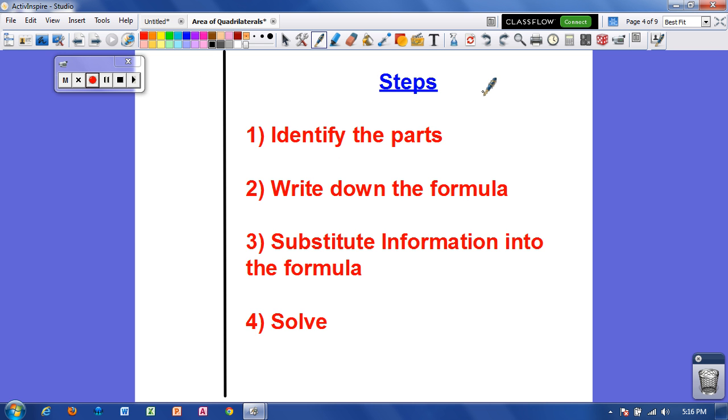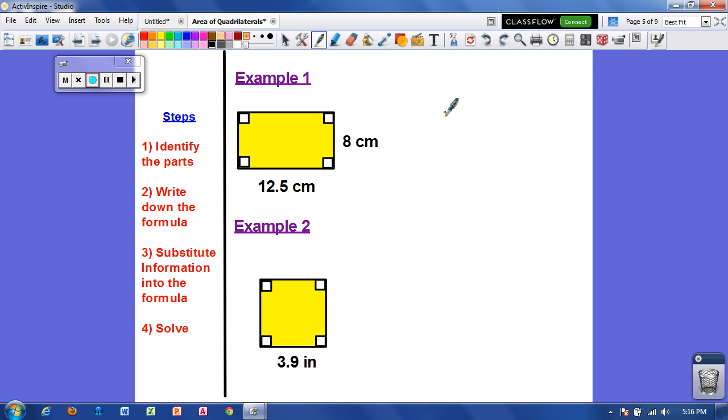Alright, your steps. First, you want to identify the parts. Second, you want to write down the formula. Third, you want to substitute the information into the formula. And finally, you want to solve. So let's do some examples together. Example 1, we have a rectangle right here. So let's identify our parts.